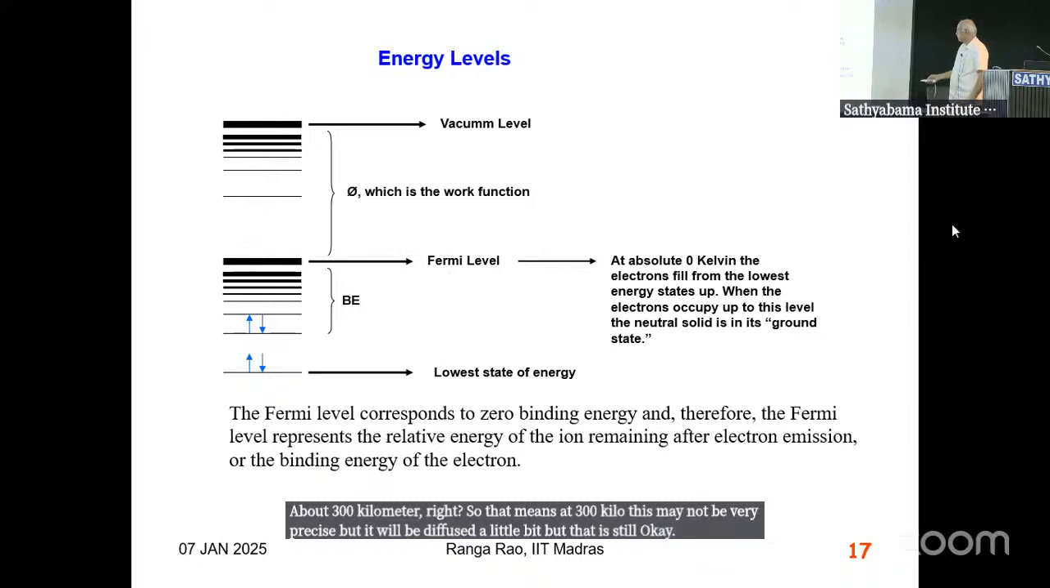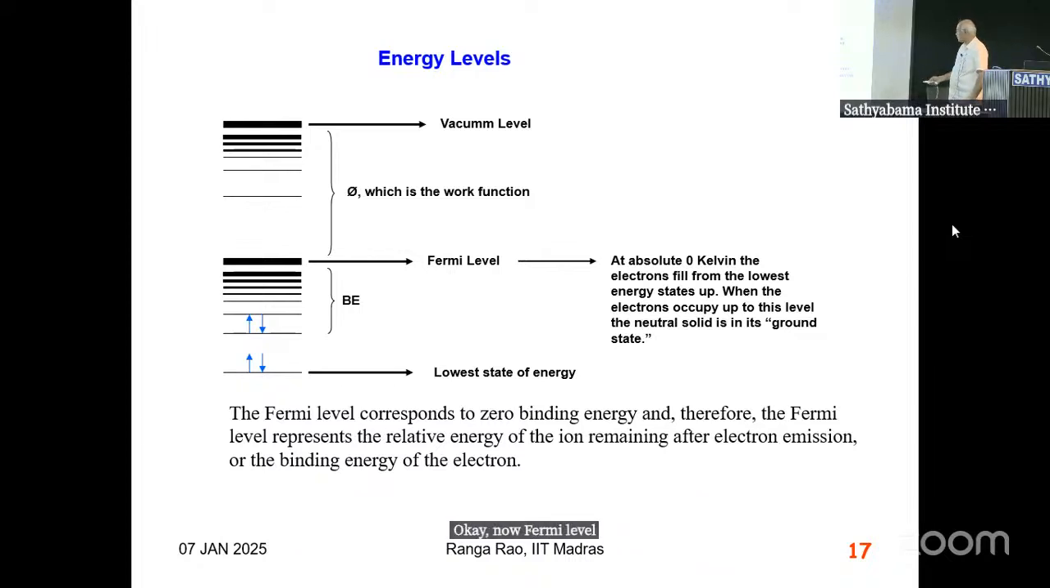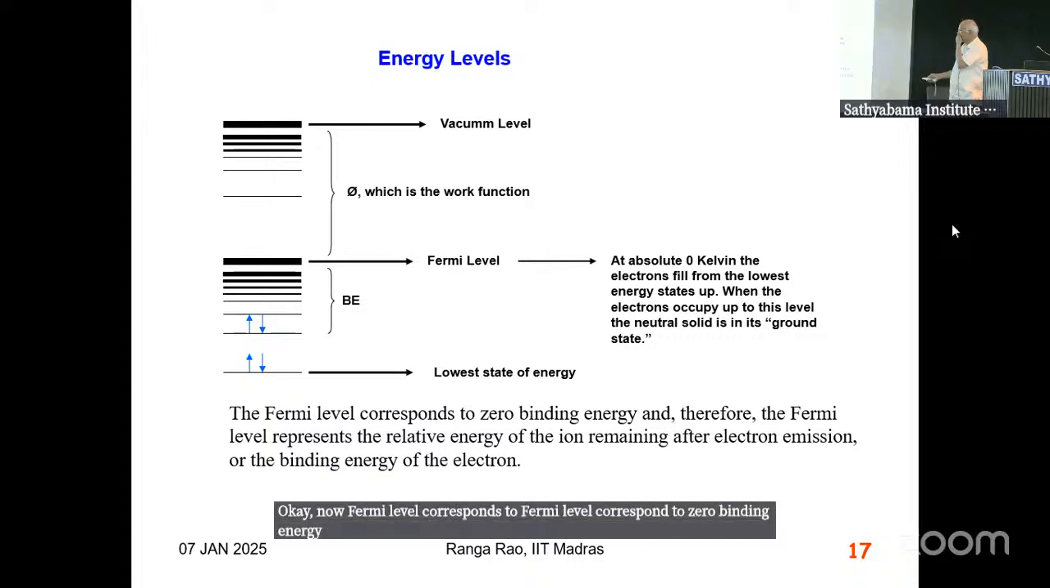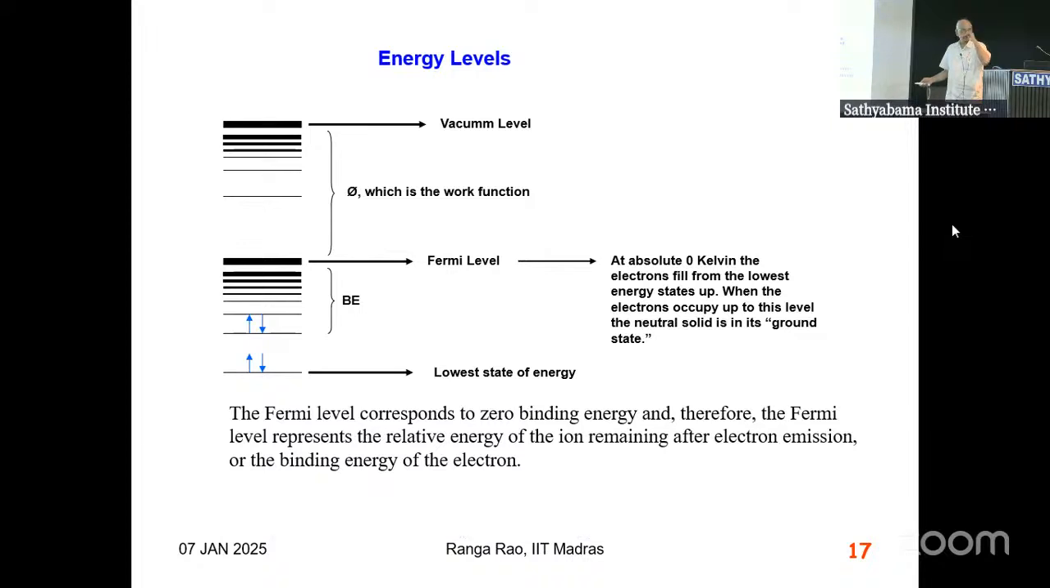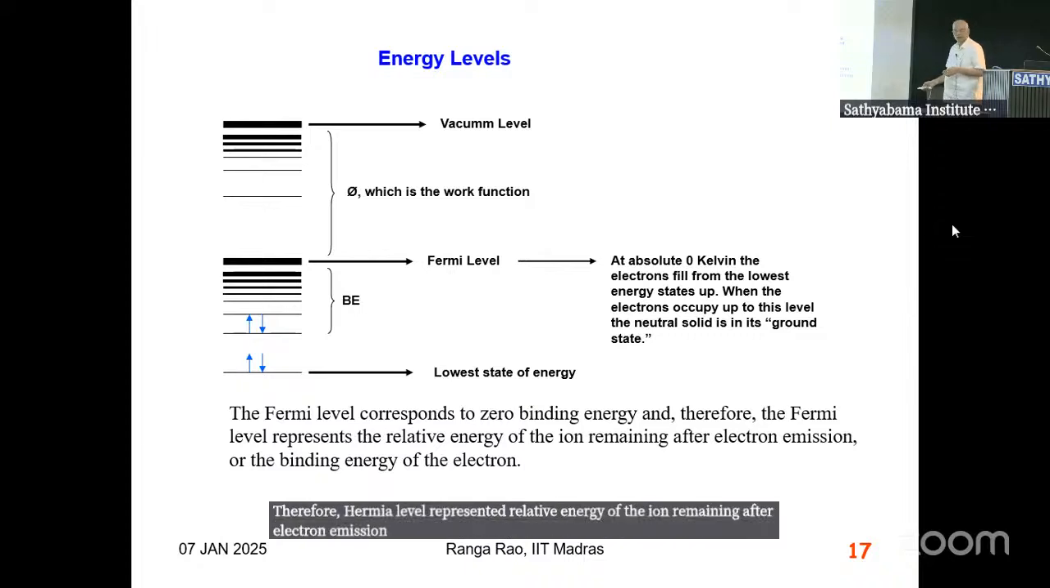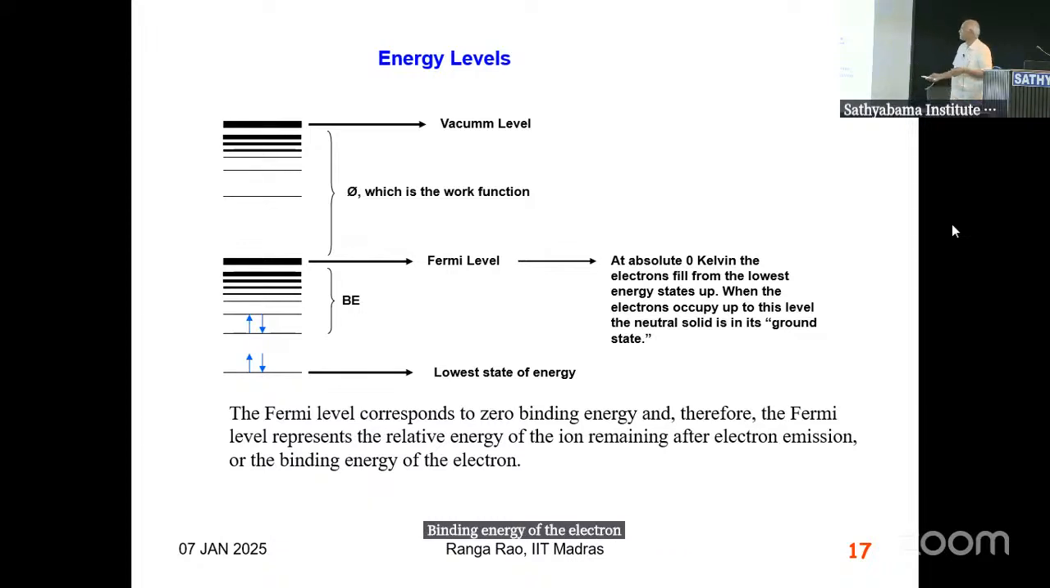Okay. Now the Fermi level corresponds to 0 binding energy. You remove any electron from here, you can take that as zero binding energy. That is the reference point, as I mentioned to you. Therefore, the Fermi level represents the relative energy of the ion remaining after electron emission, or otherwise the binding energy of the electron. Okay.